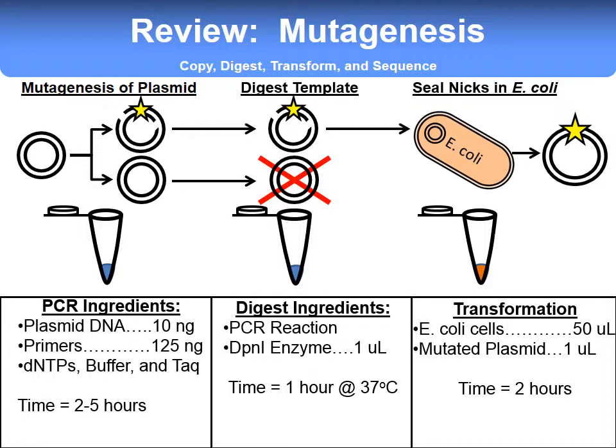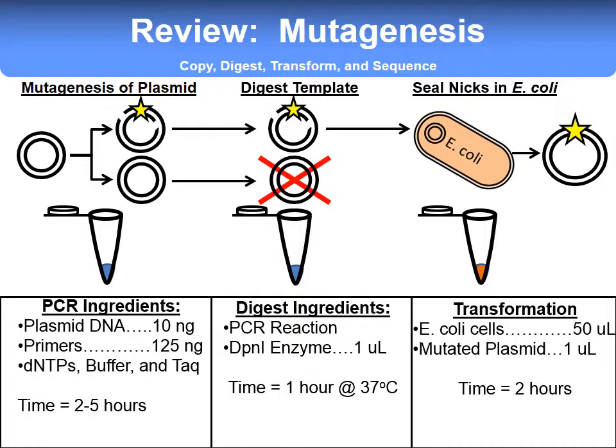Now, since you're copying an entire plasmid, one key difference between this and PCR is that it's going to take several hours. So instead of copying a 1,000 base pair gene, you're copying a 10,000 base pair plasmid. So it's essentially 10 times longer depending on your plasmid. So make sure you set aside a day, most of your day, to complete mutagenesis.